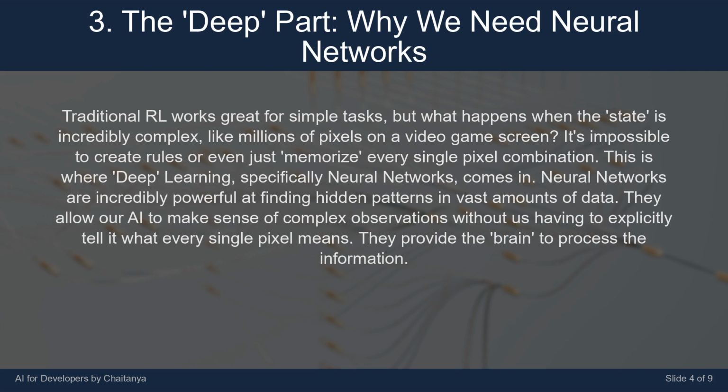This is where deep learning, specifically neural networks, comes in. Neural networks are incredibly powerful at finding hidden patterns in vast amounts of data. They allow our AI to make sense of complex observations without us having to explicitly tell it what every single pixel means. They provide the brain to process the information.